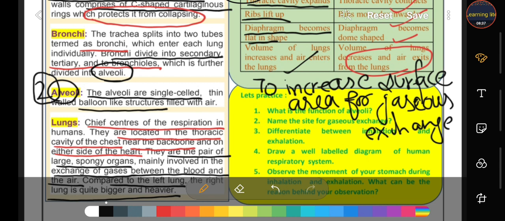Last one, observe the movement of your stomach during inhalation and exhalation and what can be the reason behind your observation. So students, it is an observation question. You can observe your stomach. Whenever you inhale oxygen and exhale carbon dioxide, what is the position of your stomach? When does the stomach rise up and when does it go down? And what can be the reason? Because during inhalation, the volume of our lungs increases and the diaphragm becomes flat, which changes the position of our stomach. So what is the reason, students? The reason is that diaphragm movement and ribs movement cause the movement of our stomach.